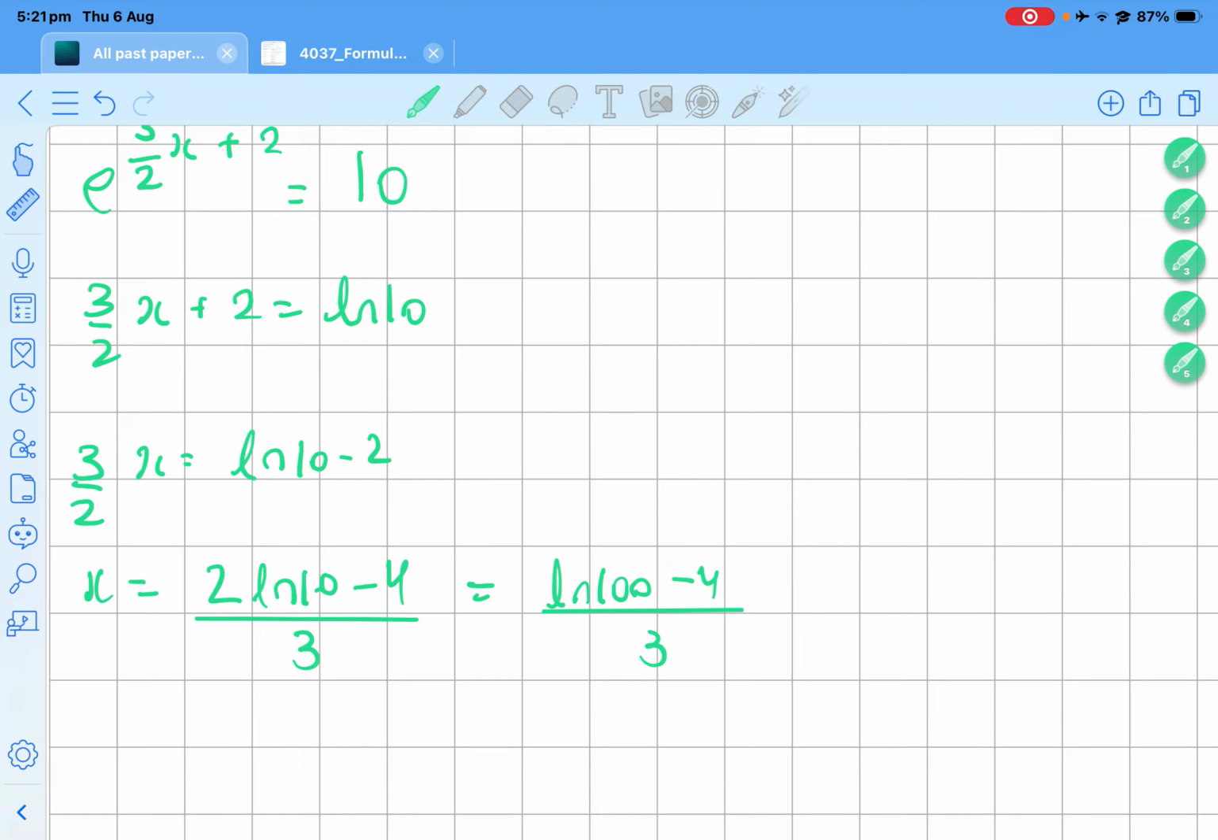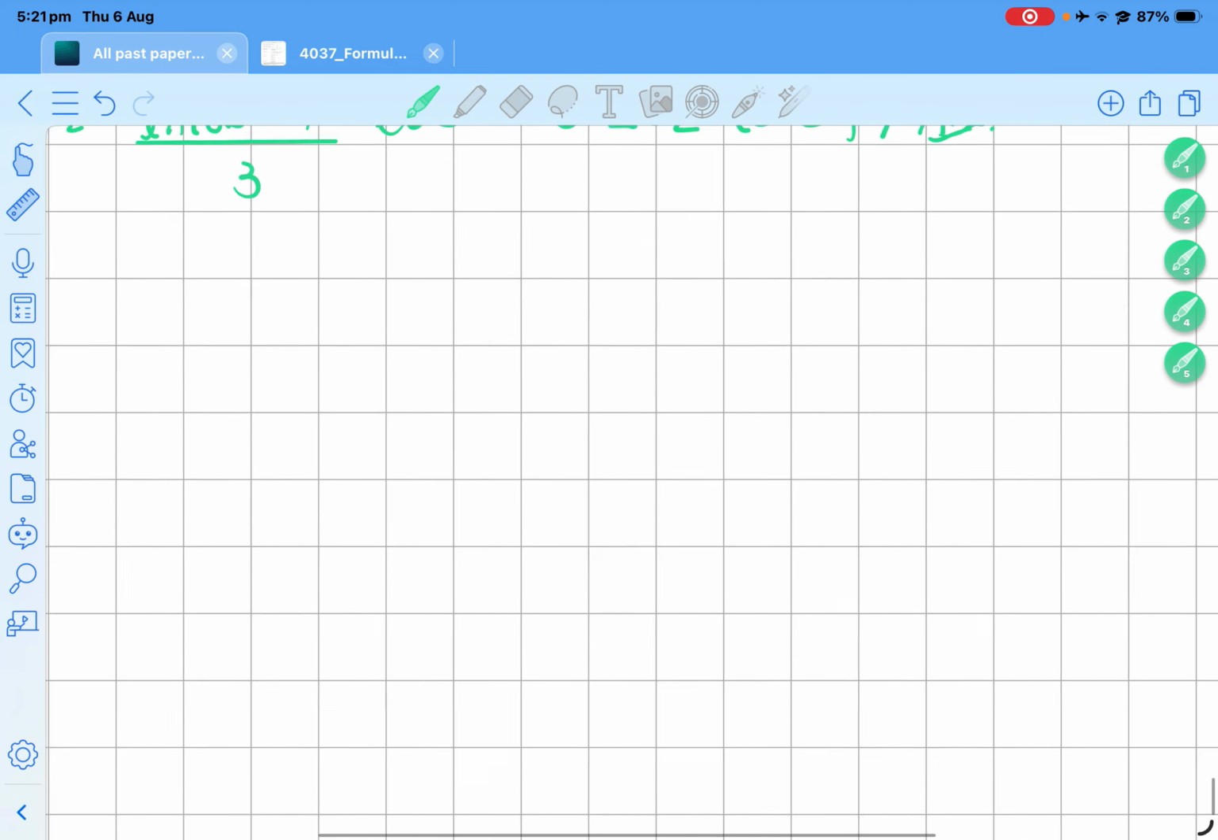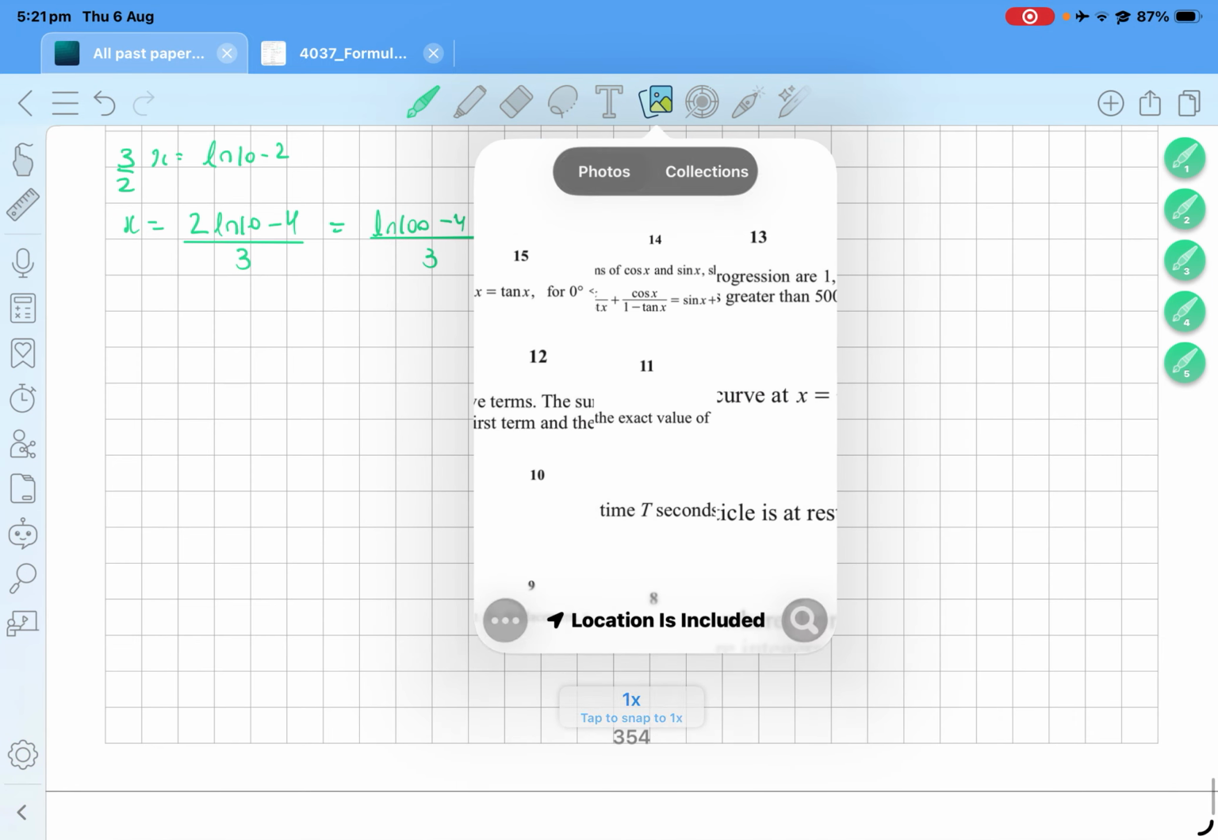And in all of these examples, you can find the value of x in decimal, which is 0.202 to 3 significant figures. Answer. Okay, then let's move on to the next question.